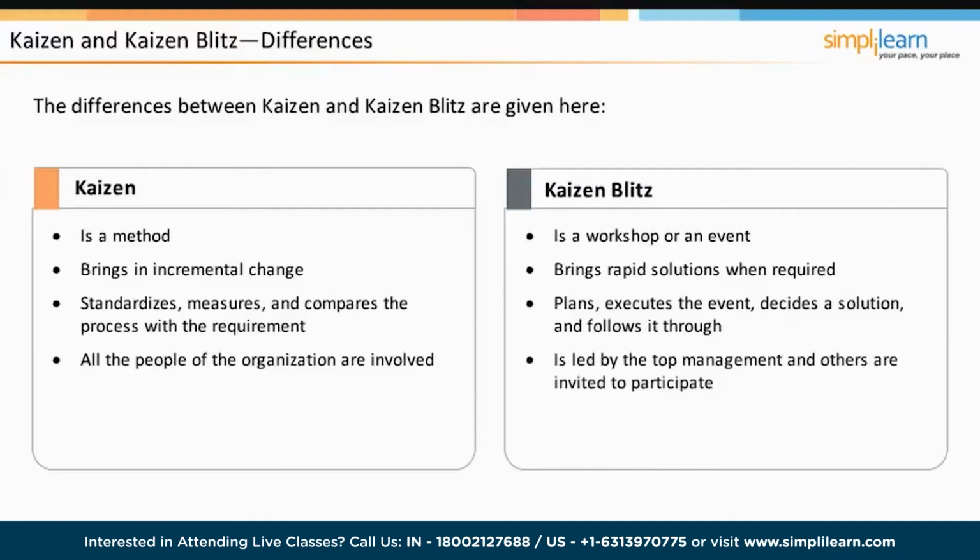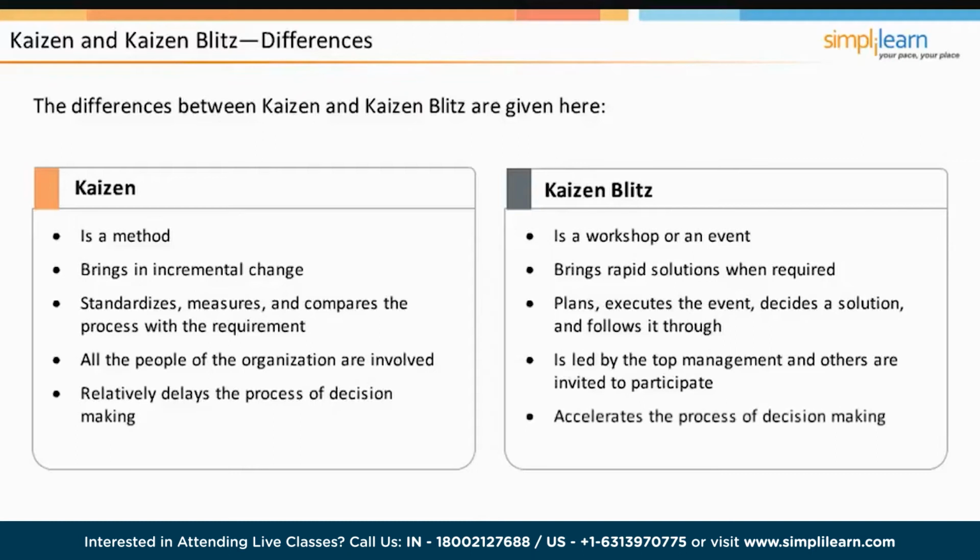The decision-making lies with the upper management. In Kaizen, the process is standardized, and measurements are regularly collected and compared before the decision is taken. This relatively delays the process of decision-making. In Kaizen Blitz, decisions are taken soon, and the process change is wrapped in 3 to 5 days.